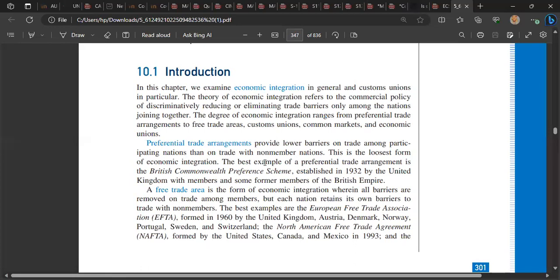The example given for the preferential trade arrangement is the British Commonwealth. These Commonwealth countries were previously colonized by the British. After attaining their independence, they became part of the Commonwealth, which means there was a preferential trade arrangement between the countries in the Commonwealth. And then other than that, we would have, of course, a free trade area, which is what we would ideally hope for. So this is a form of integration.